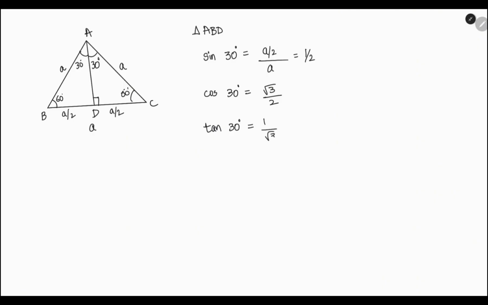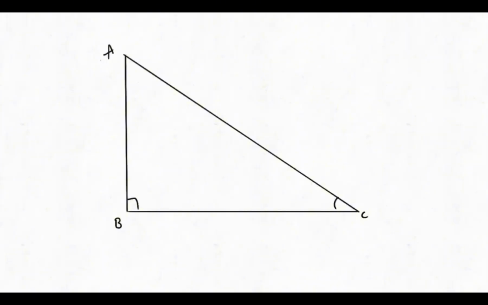Tan 30 is given as opposite side by adjacent side. So that is 1 by root 3. From this we will get cosecant 30 as 2. From cos we will get secant 30 as 2 by root 3. And from tan we will get cot 30 as root 3. That's it. These are the standard ratios for 30 and 60.